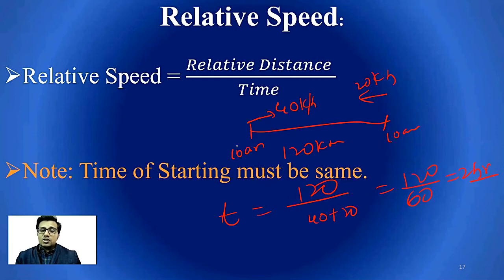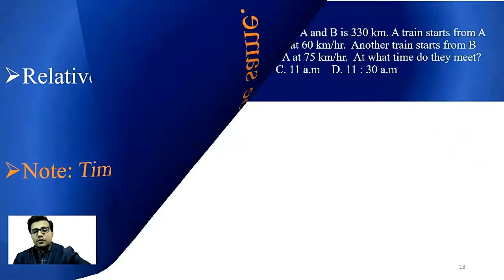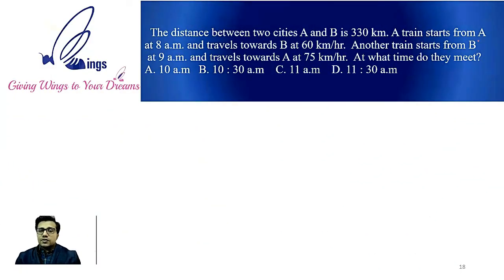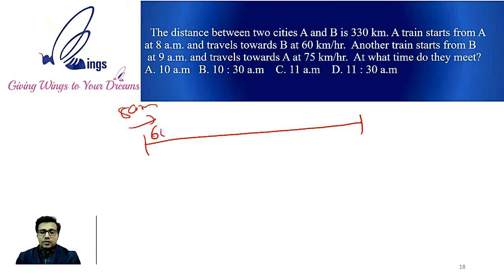But if one of the trains was not starting at 10 a.m., then we cannot apply the relative speed. To apply the relative speed, the time of starting must be the same. Keep that in mind. Let's take one example for that. A train starts from A at 8 a.m. and travels towards B at 60 km per hour. Another train starts from B at 9 a.m. and travels with a speed of 75 km per hour. At what time will they meet?